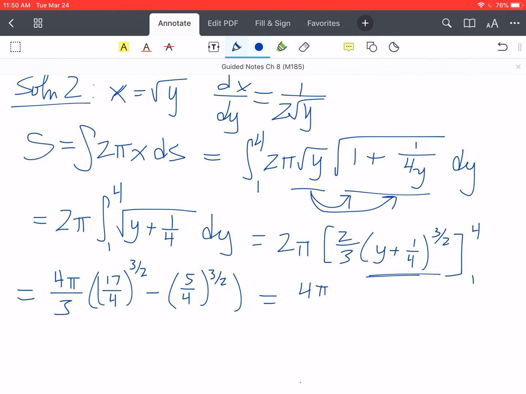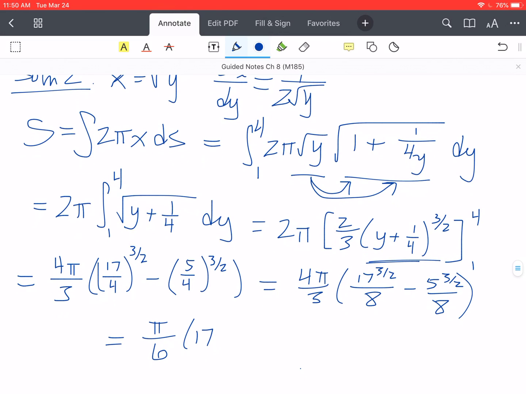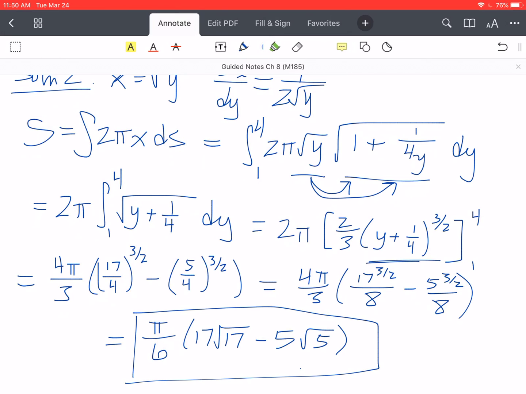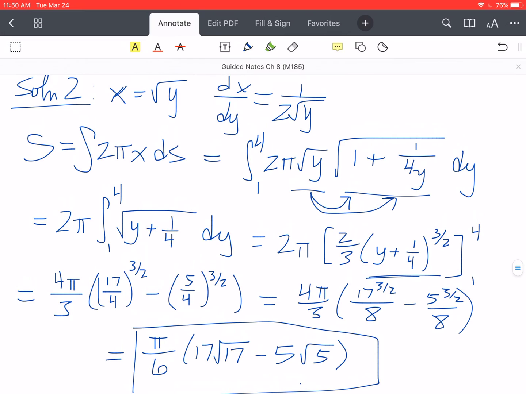Which is 4 pi over 3. And it's going to be times 17 to the 3/2 over 8 minus 5 to the 3/2 over 8. Bring in that 8. That's going to leave us with just a pi over 6 times 17 root 17 minus 5 root 5, which is exactly what we got before. Okay, so there are times when either variable is going to allow you to compute that surface area.